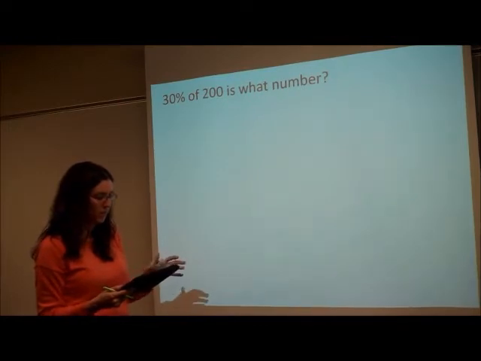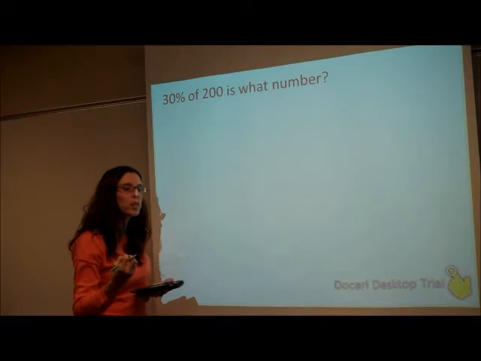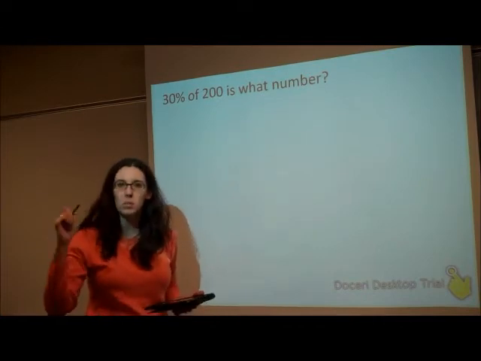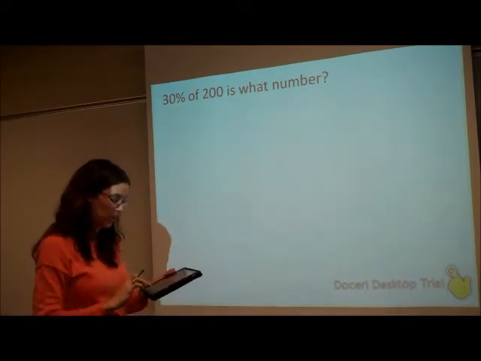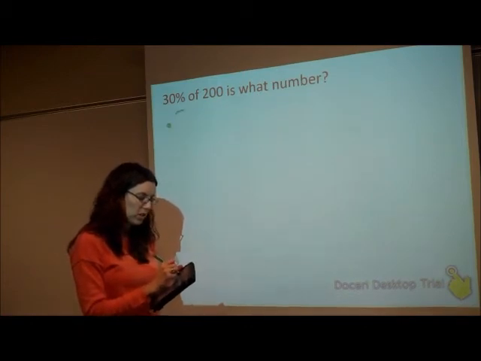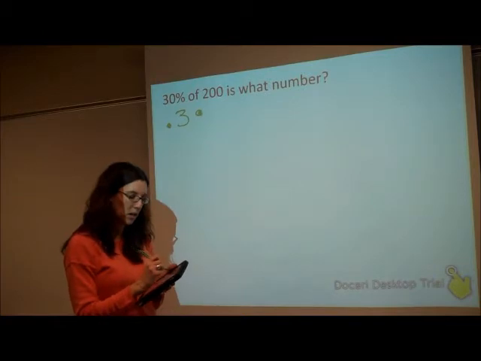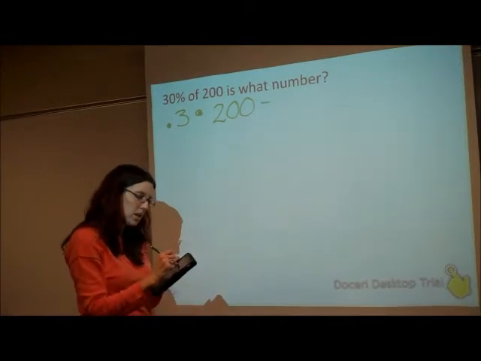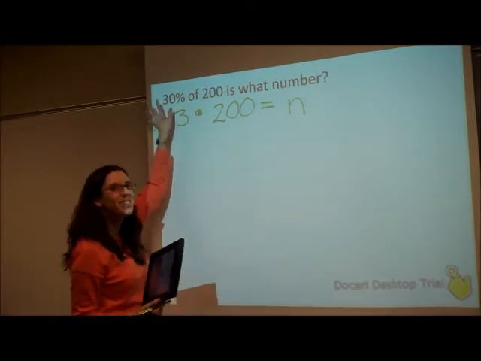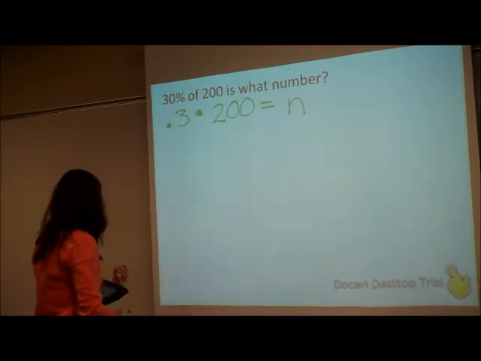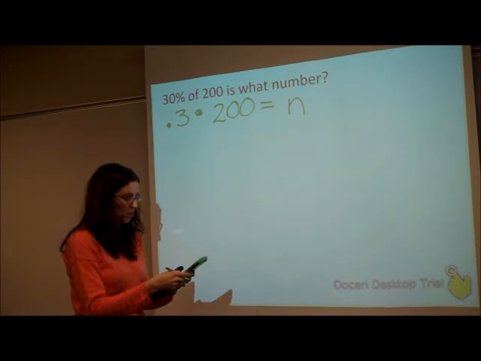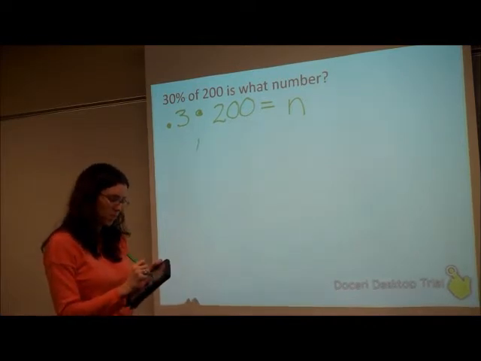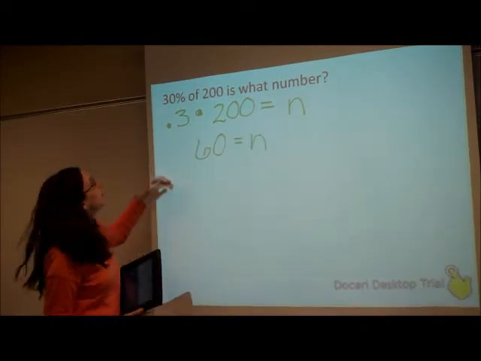Let's try this one. If you're feeling comfortable, you can go ahead and work these on your own and then check yourself. If you're still having problems, work them out with me until you feel comfortable. Then try to do them on your own and check it. All right, so 30%, we're going to do 0.3 times 200. 30% of 200 is what number? Oh, this is easy to find your variable. All you have to do is multiply these numbers together. So I want 0.3 times 200. That gives me 60. So n is equal to 60.